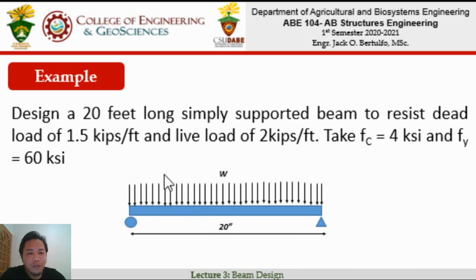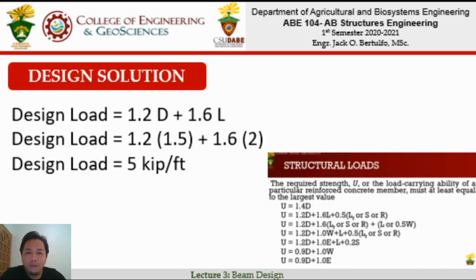This is now the configuration of your beam. The span is 20 feet. This W is just the total of your structural load, so we have the live loads and the dead loads. Just add that, or you can use the formula I presented in structural loads so that you can calculate the design load. Okay, so let's start solving. This is the design solution.